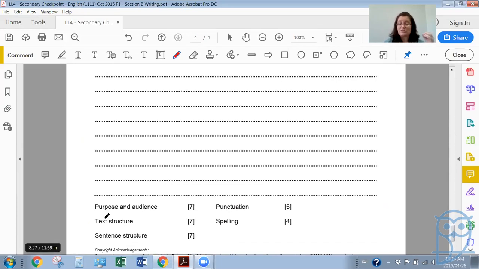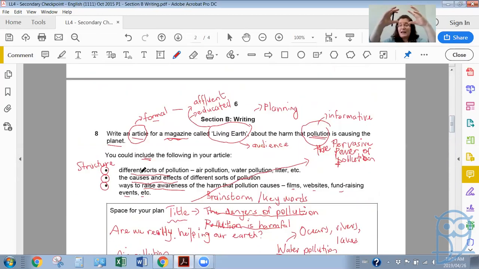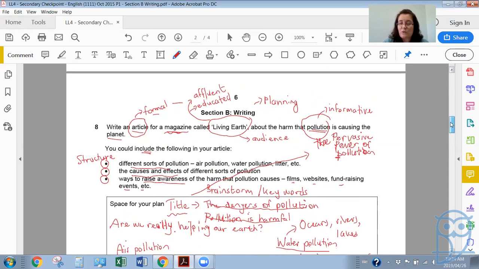Pay attention to your text structure. What I mean by that is you're going to have a title. Use subheadings. You're given that structure already. You're given these structures. Different types of pollution. Next one, the causes and effects of pollution. Next one, raising awareness. So you've got all 3 points that they've suggested to you covered. And you can even have subheadings under your headings. So different sorts of pollution: air pollution, water pollution, land pollution. That's the kind of thing you want to have.